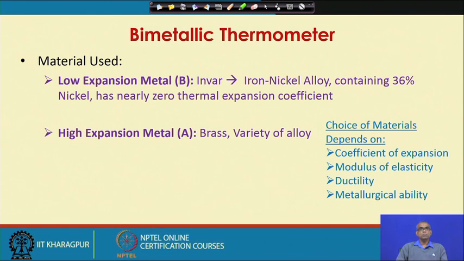a bimetallic strip will require 2 metallic strips. So, we choose one metal whose thermal expansion coefficient is very low. So, we call that low expansion metal, and another metal you choose which has high thermal expansion coefficient. So, the low expansion metal commonly used is invar, which is an iron nickel alloy containing 36% nickel, and it has nearly 0 thermal expansion coefficient.